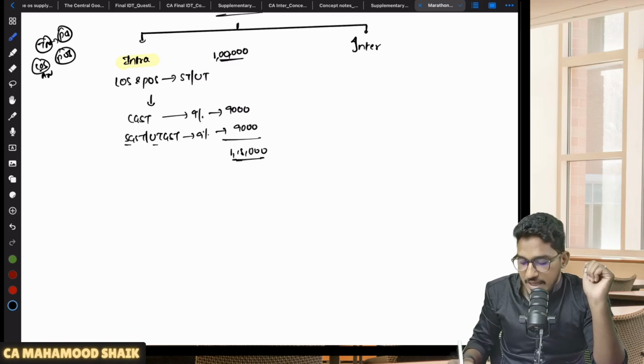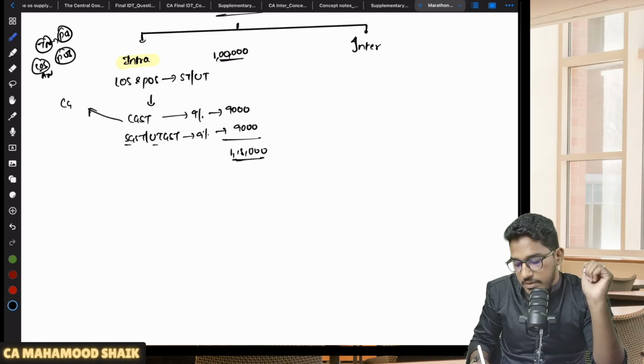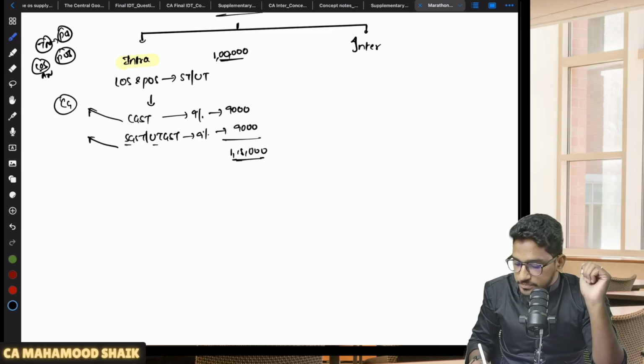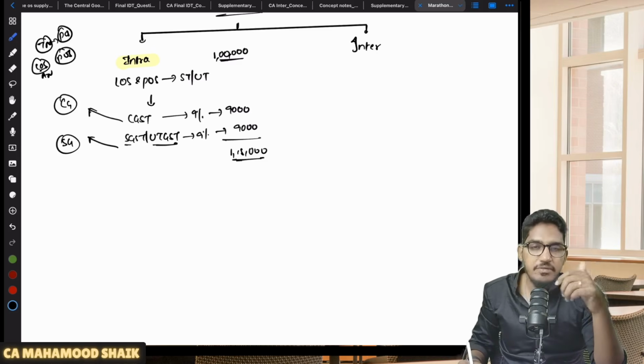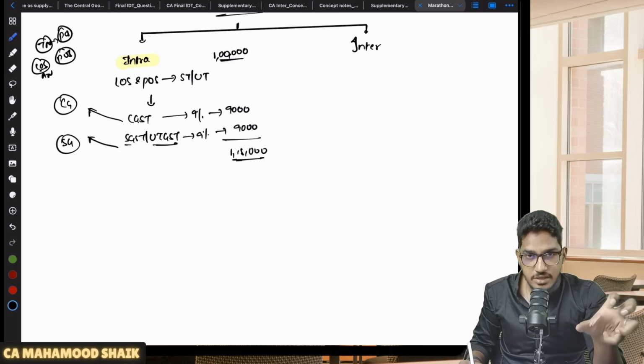Out of this 18,000, the CGST component will be taken by the central government, and the SGST component will be taken by the respective state government. If it is UTGST, once again it will go to the central government only, because union territories are also under the administration of the central government, no?